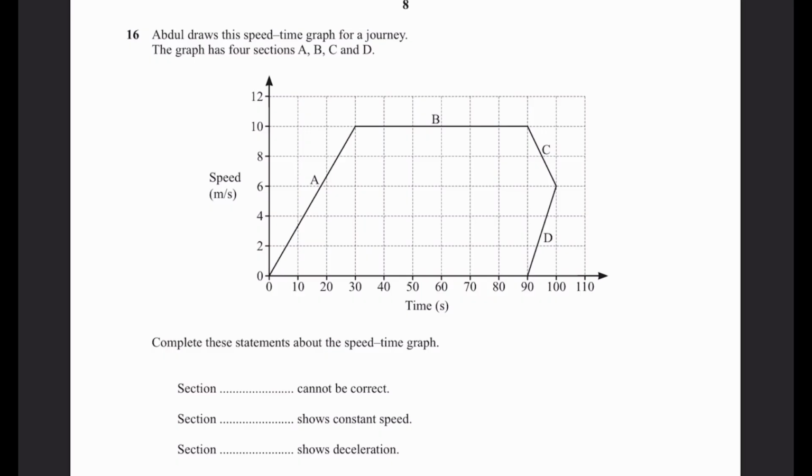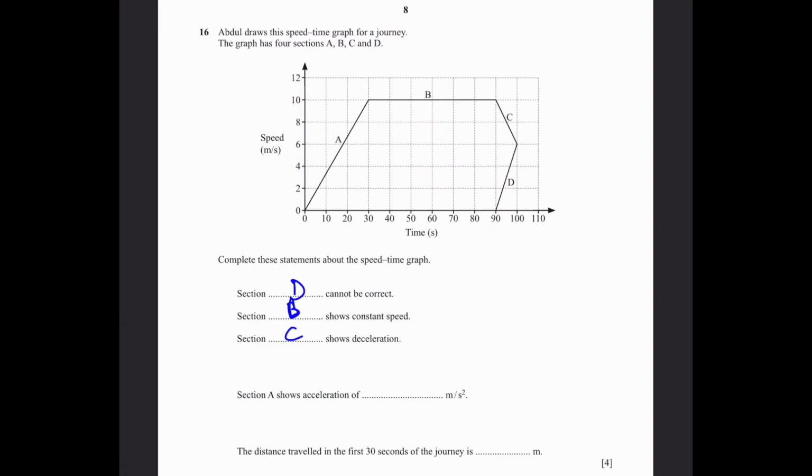Question 16. Abdul draws this speed time graph for a journey. The graph has 4 sections, A, B, C, D. Complete these statements about the speed time graph. Section dash cannot be correct. We can see that sections C and D overlap each other. Because section D is going backwards, section D cannot be correct. Section dash shows constant speed. See here, section B. Speed's always 10 meters per second. So it's section B, constant. Section dash shows deceleration. That means decrease in speed. C is decreasing. That's the answer.